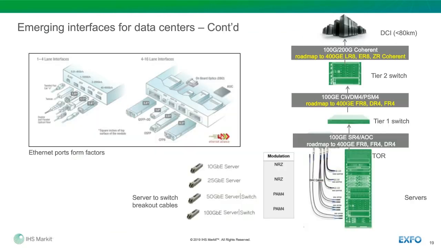So if we look at where these data center optics will be deployed, we can see there's quite a range of different technologies that will be deployed from within the servers to top of rack, and then between the tier 1 switch, the tier 2 switch, and all the way to DCI. And we can really see the technology that's available today and the roadmap. So there's quite a range. So the flexibility and the breadth of solution that's available is great for data center operators.